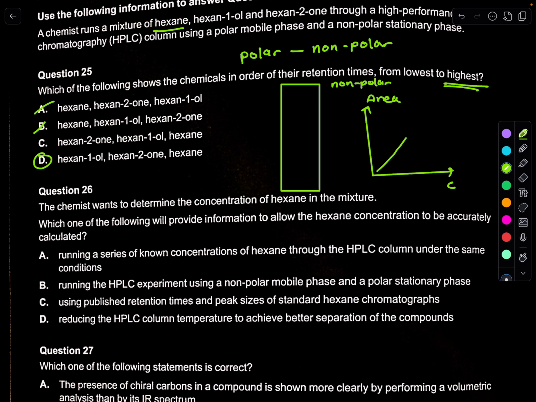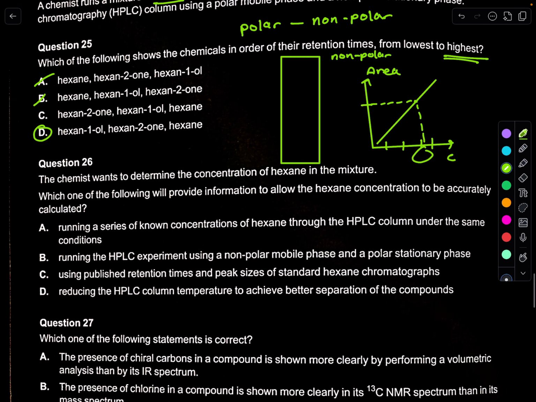What we do is calibrate this by having known concentrations of hexane. Then we go through HPLC and we can find that area. And we can find the value of concentration by using the calibrated curve here. That's what we normally do. That's how we can find the concentration. Let's have a look at the questions.